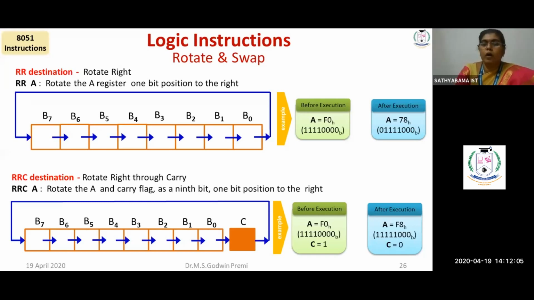Now coming to RRC, B0 is moved to the carry flag. So after execution of this one, we can have a look. Before execution, carry is 1. But here B0 is 0. So this B0 will be moved to C, so C will be 0. Then B1 will be shifted to B0, and this carry will be shifted to B7. So for A equal to F0, you will be getting A as F8.